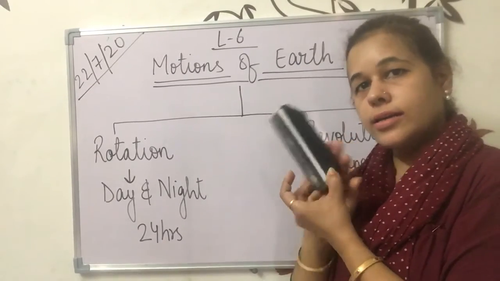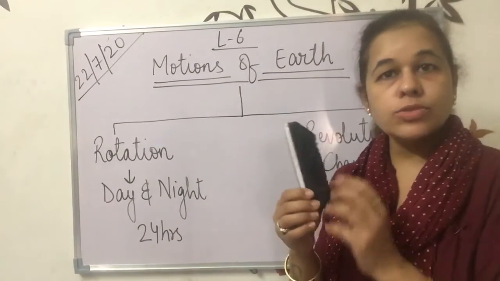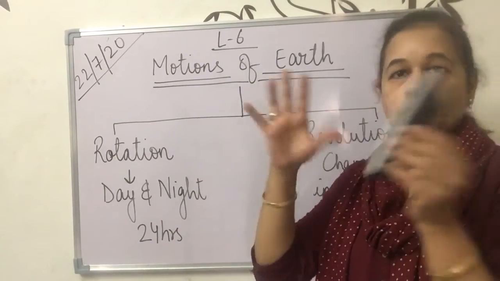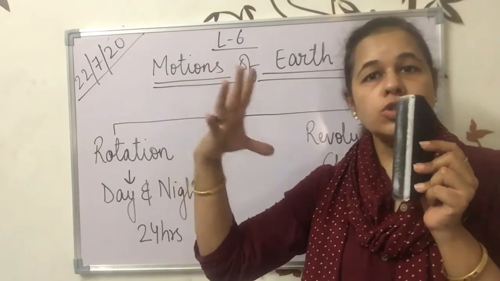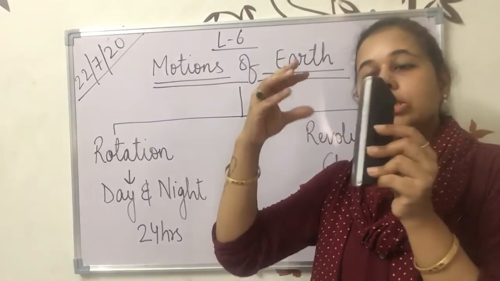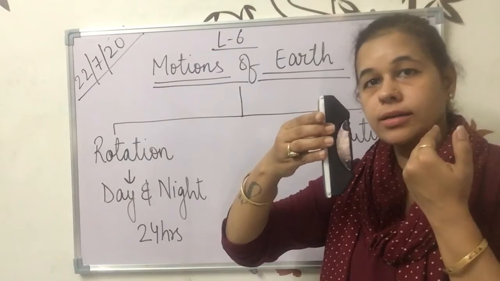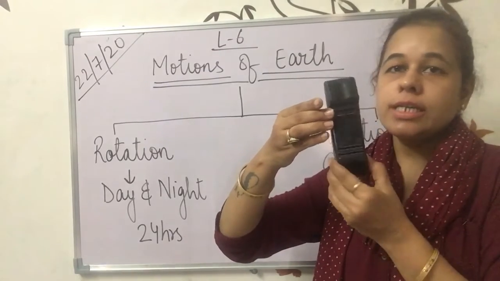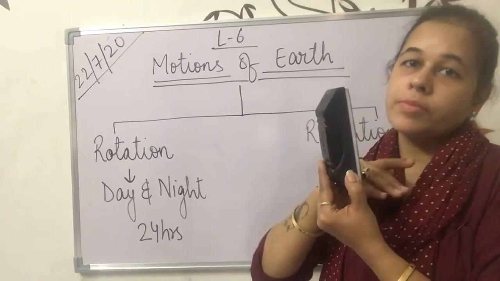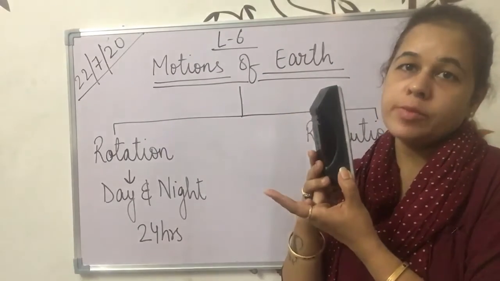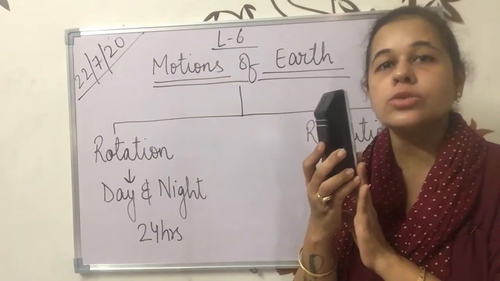You can do this experiment at home also. You can take a ball as I have shown you before, and completely darken the room. Then put a torch light on that part of the ball. The part of the ball facing the torch light will have the day, and the back part will be in dark. That is night. When you turn it back, the back part comes to the front and the front part goes back. So now this part will have day, and this part will have night. This is the rotation of the earth.